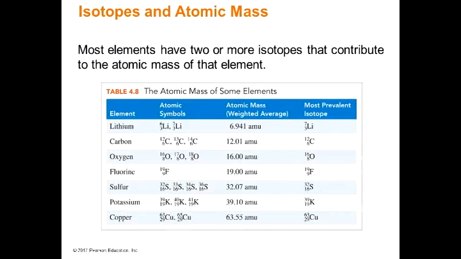So the true carbon or true oxygen, true fluorine is a combination of all these isotopic effects, which is where we get the number that goes on the periodic table. We get the number on the periodic table from its isotopic effects.